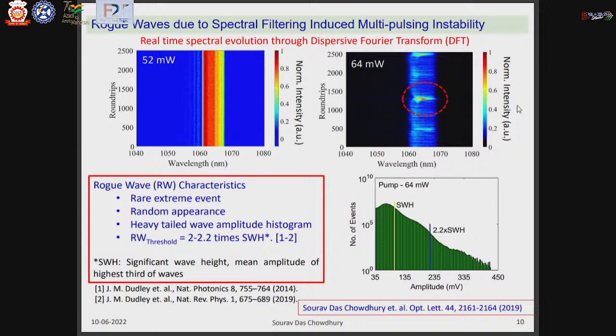When I increase the power, the spectrum becomes unstable. It goes into an instability, and there are sporadic high intensity peaks. If I plot the wave intensity distribution of this unstable train, I see a heavy tail distribution. This does not follow a Gaussian or Poisson or any standard distribution. In nonlinear pulse dynamics or even in fluid dynamics, this kind of heavy tail wave amplitude distribution indicates the existence of optical rogue waves. This is the first observation of optical rogue waves due to spectral filtering induced multipulsing instability, and we reported this in 2019 in Optics Letters.